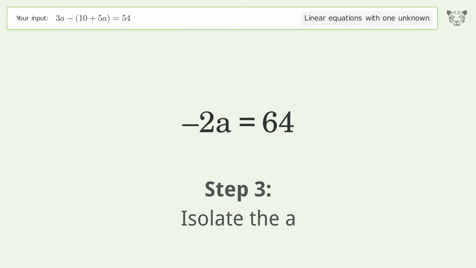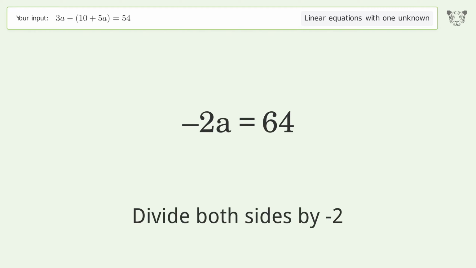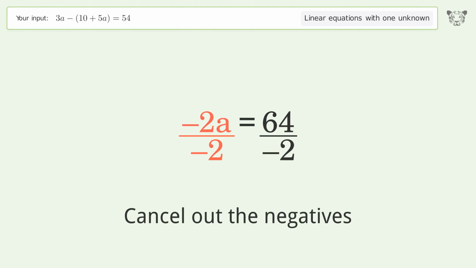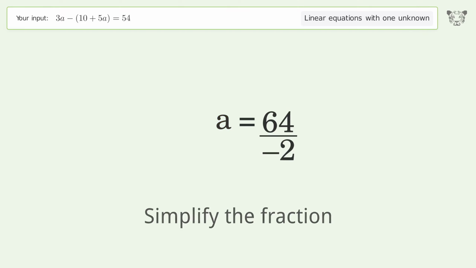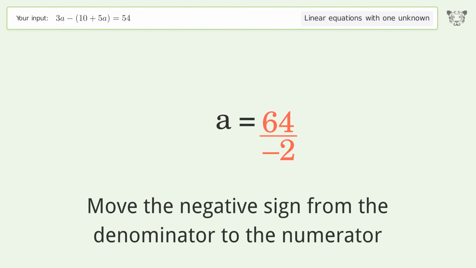Isolate the a. Divide both sides by -2. Cancel out the negatives. Simplify the fraction. Move the negative sign from the denominator to the numerator.